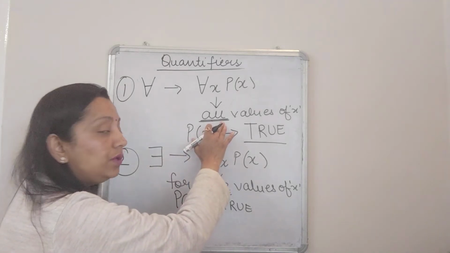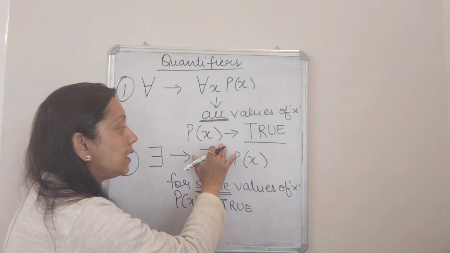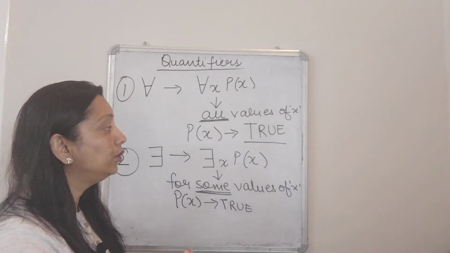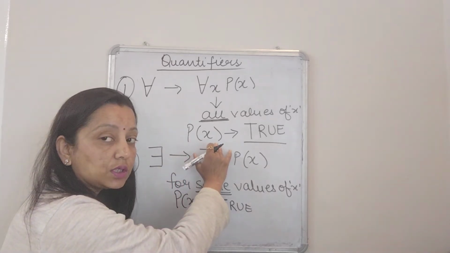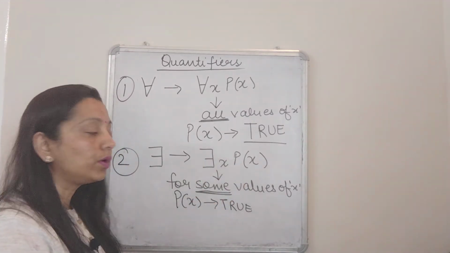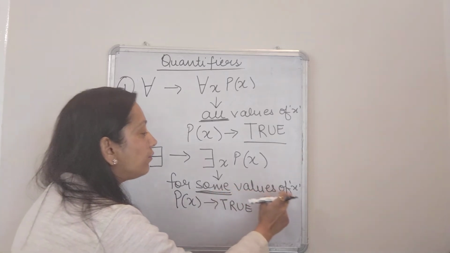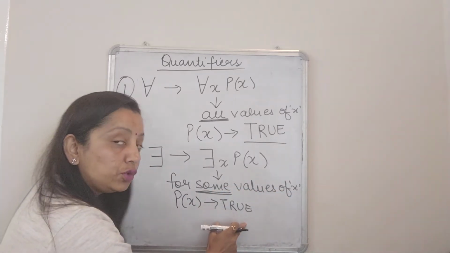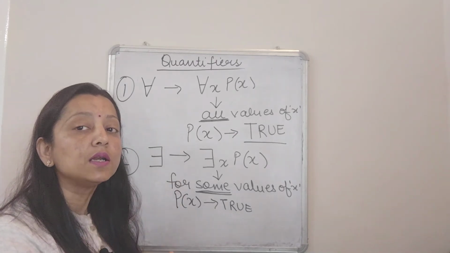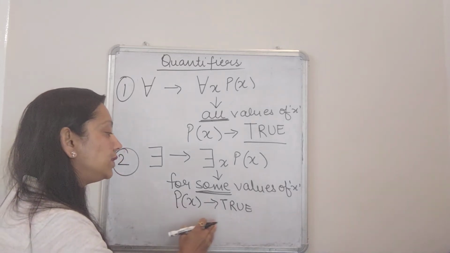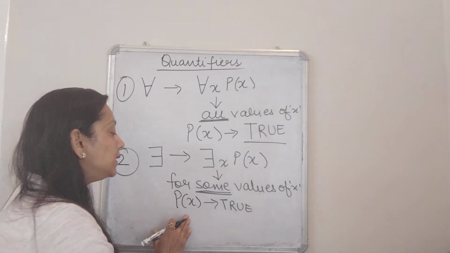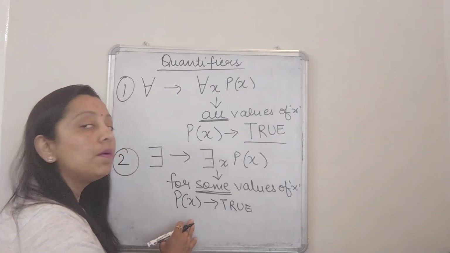In the case of the universal quantifier, for all the values of x, p of x must have a truth value true. Even for a single value, if you have a truth value false, then p of x is not a proposition. On the other side, for the existential quantifier, if for some values of x, p of x has a truth value true, then p of x is a proposition. By some values, I mean even if for one value of x, p of x is true, and for all other values of x, p of x is false, even then you will say that p of x is a proposition.